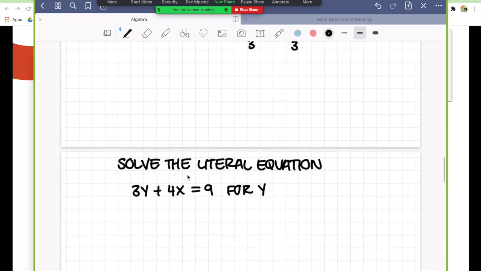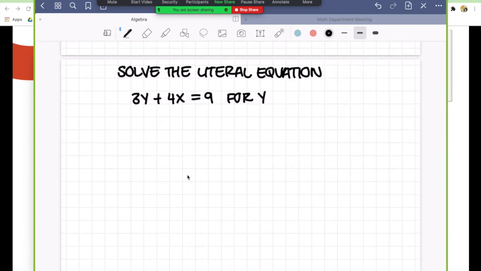Okay, so the question is asking us to solve the literal equation 3y plus 4x equals 9 for y. Now, when you get an equation like this, they will tell you what they want you to identify. In this case, they said that they want us to identify the y. So I see that y is here. That means that I want to isolate the y.